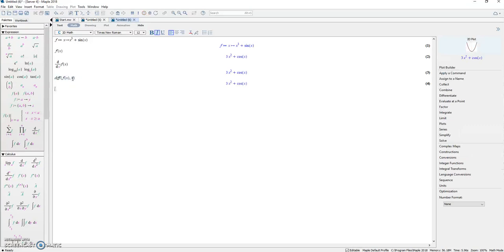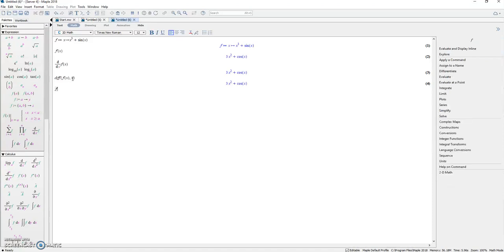We can find the second derivative in a similar way. We can simply type f double prime using two apostrophes on the keyboard of x. Again, the double prime must be two apostrophes. You cannot execute this command by typing in a quotation mark.